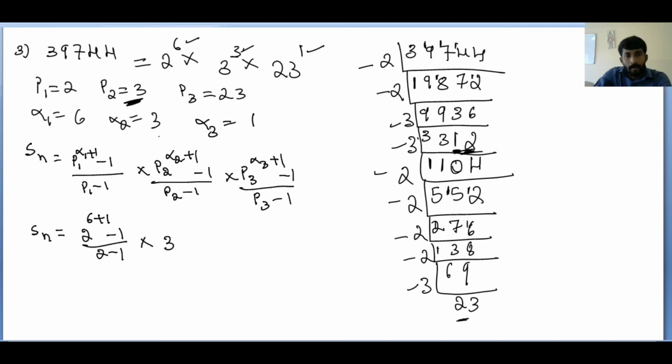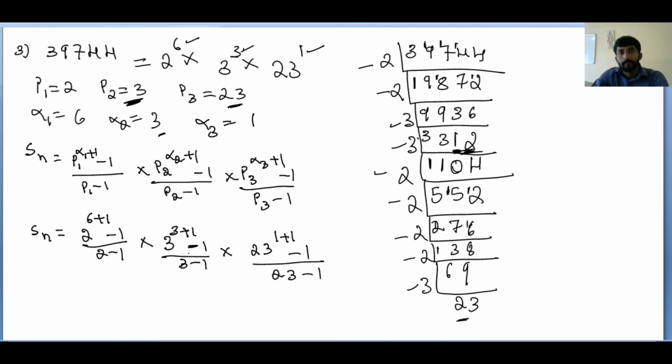3 to the power alpha 2 is again (3 plus 1 minus 1) by (3 minus 1) into P3. P3 is equal to 23. So 23 to the power alpha 3 plus 1, you will get (1 plus 1 minus 1) divided by (23 minus 1). Now simplify this sum.